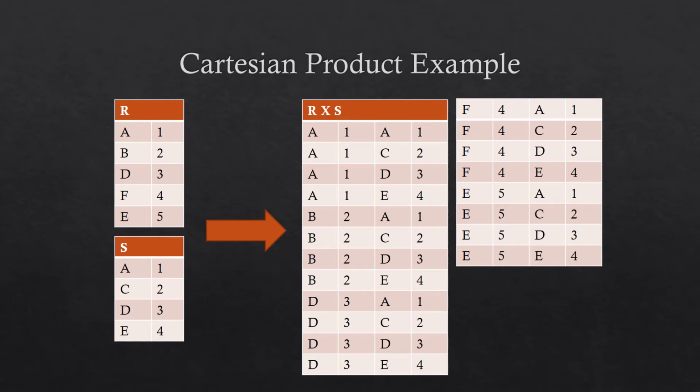Let us take as an example the two tables R and S. R has 5 rows and S has 4 rows. If we cross join R and S, the resulting table would be 20 rows because we multiply the number of rows from the first table, which is R and has 5 rows, and the number of rows of S, which is 4 rows.